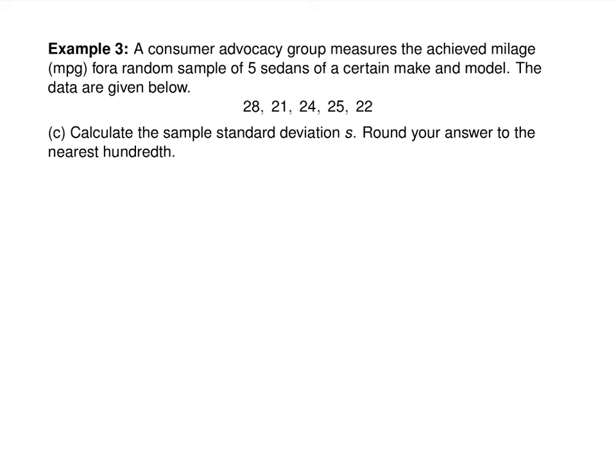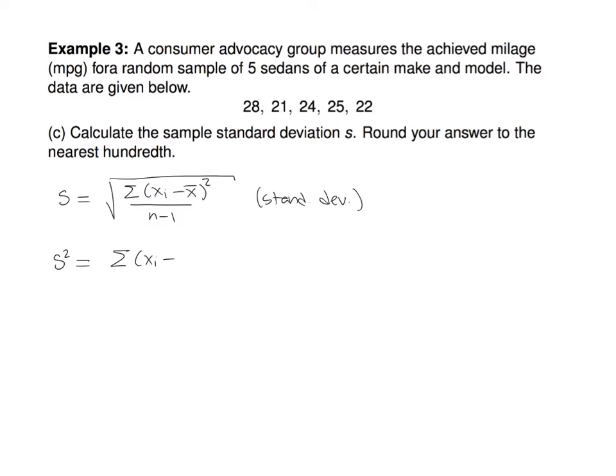Calculate the sample standard deviation S. Round your answer to the nearest hundredth. So the sample standard deviation, remember, is this big old square root of the sum of the x's minus the mean squared divided by n minus 1. And I like to start by finding the variance, which is s squared. And it's just that same thing except not square rooted. Okay, and this is a little bit tedious, but you probably will have to do one of these calculations on your final.